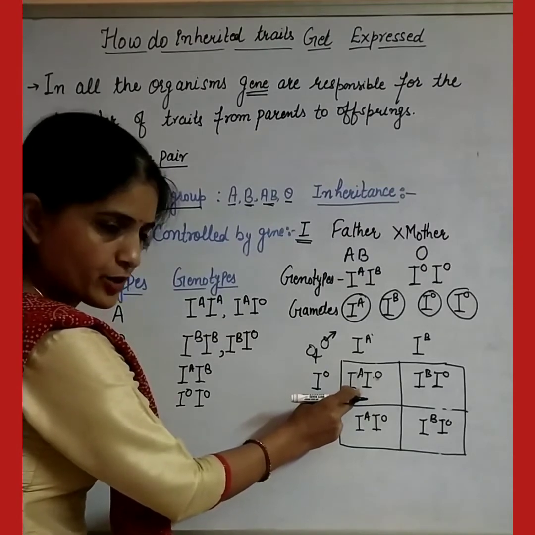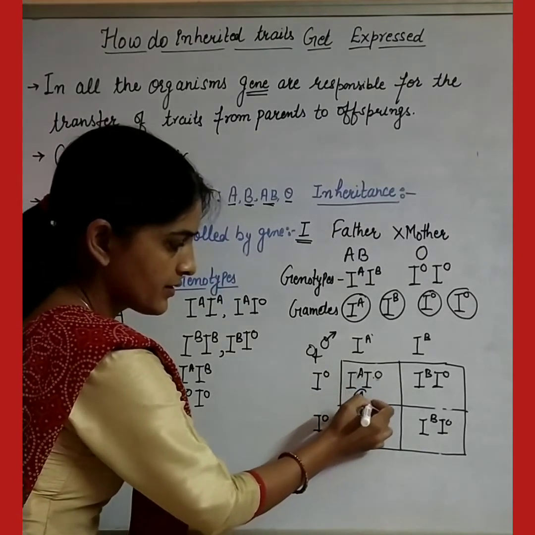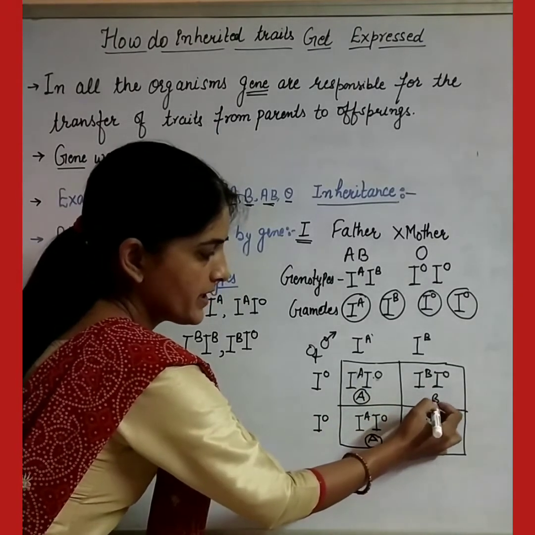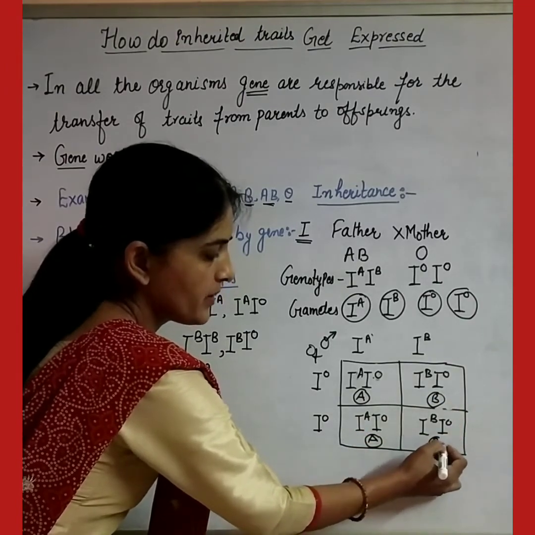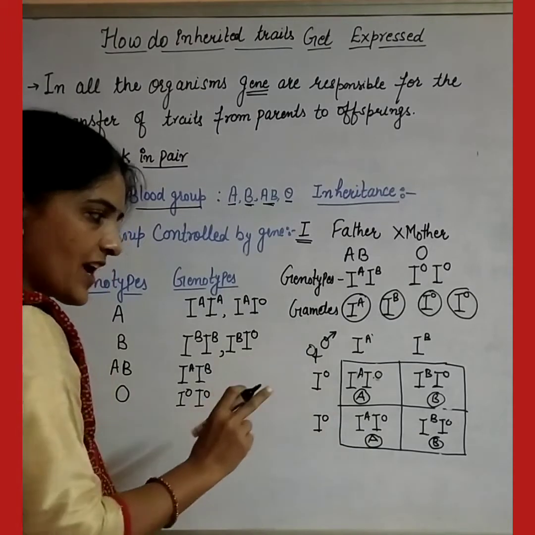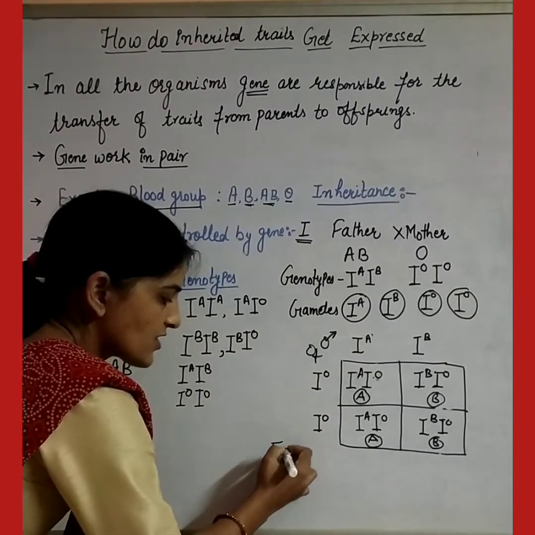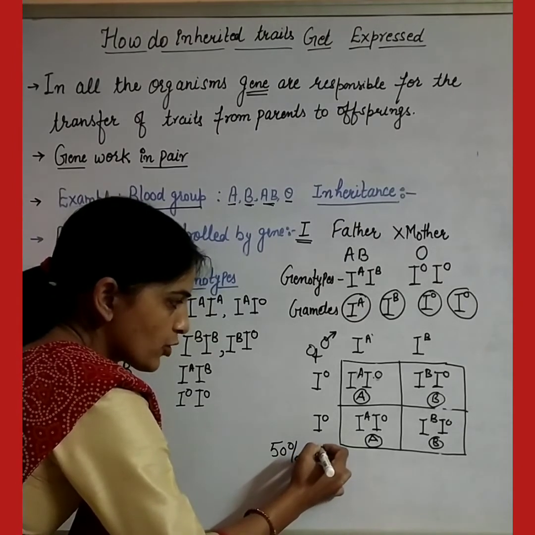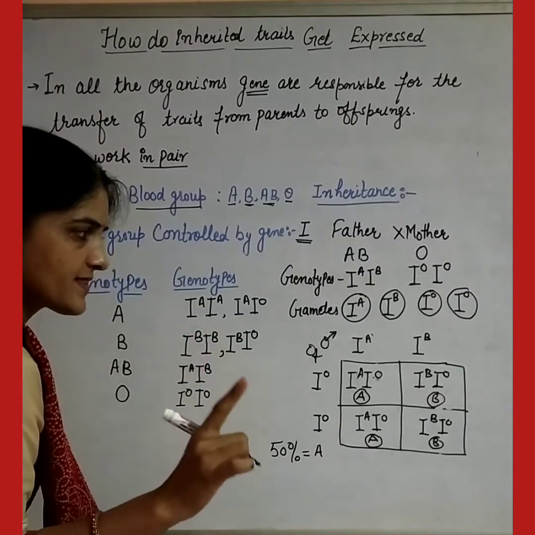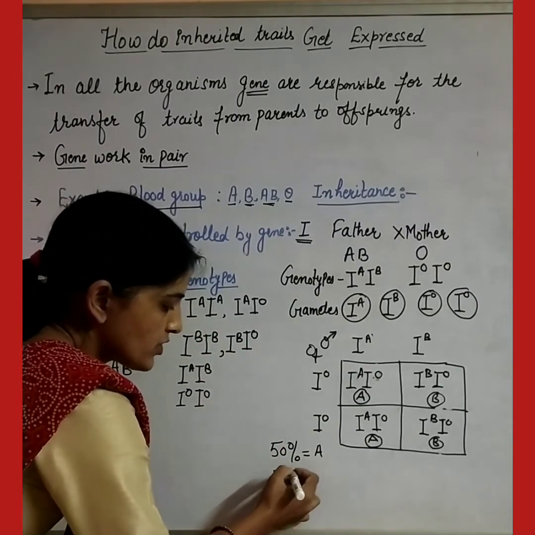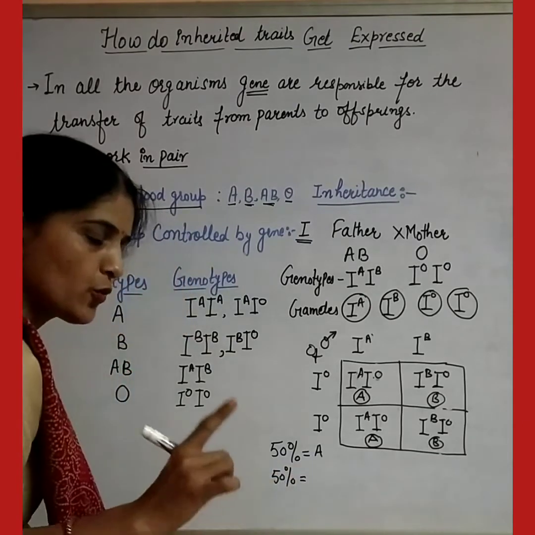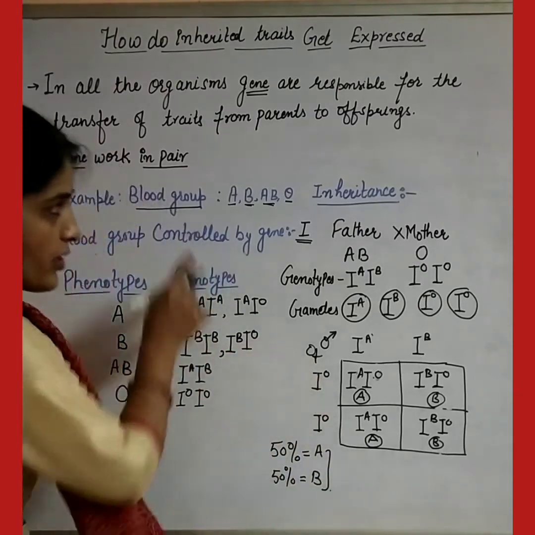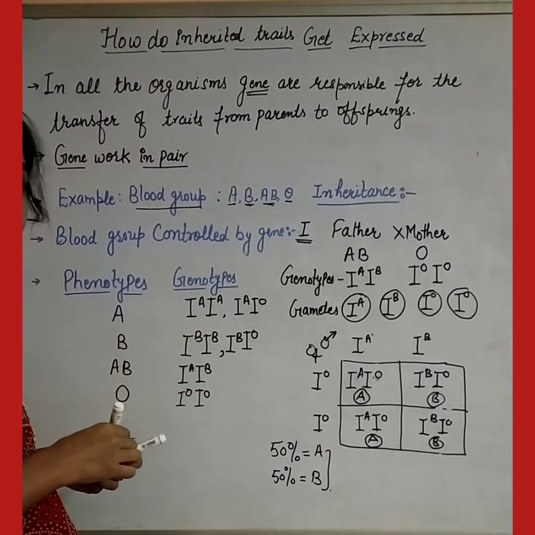This offspring has blood group A. This offspring also has blood group A. This offspring has blood group B. And this offspring has blood group B. Now, there is a 50% chance of an offspring with blood group A and a 50% chance of an offspring with blood group B. So, in this way, inherited traits get expressed.